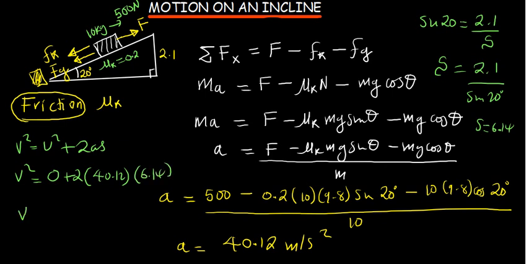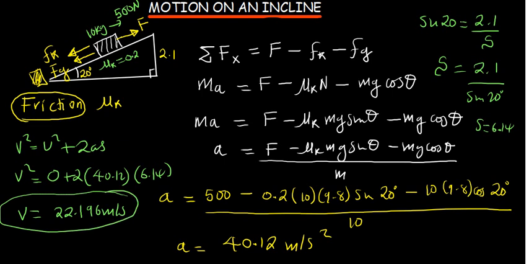So to find v, we are going to just take the square root. The same 6.14, I'm going to multiply it by 2, and also multiply it by 40.12. And then the answer that I get, I'm going to square root that. So the final velocity is going to be about 22.196 meters per second. So this is going to be it. Are we good? Any questions?